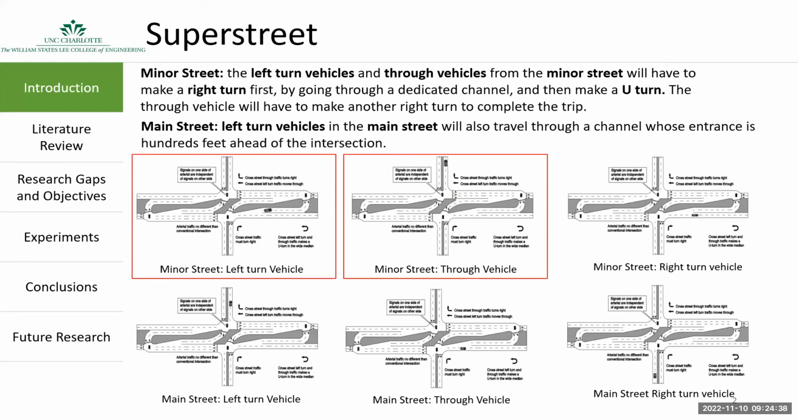As for the rest of the movements, there isn't much difference, so I will just skip them. As you can see, the vehicle should go through at least 2 intersections to traverse the intersection.